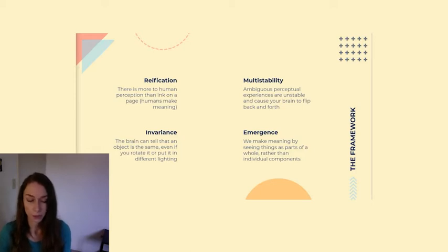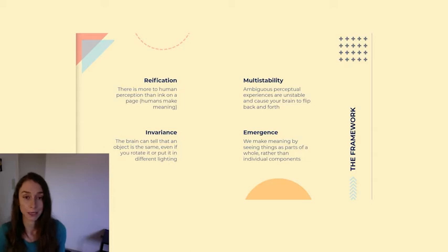The first principle is reification. Basically, the idea is that humans perceive things as more than just ink on a page, so we like to make meaning out of things that maybe are even a little bit abstracted. So when you're looking at even an abstract work of art, people are often asking themselves, what does this mean? How does this look? Is this representational? And that's the real idea behind reification. Humans really like to make meaning out of a piece of art or anything, for example.